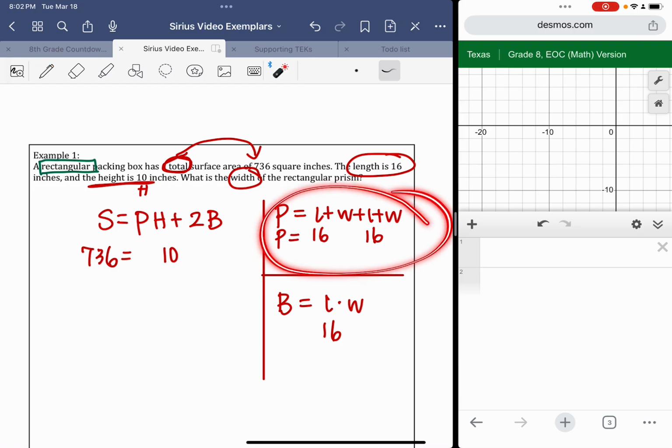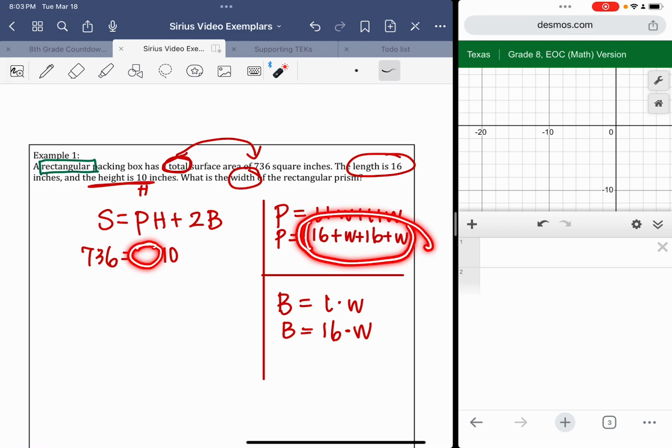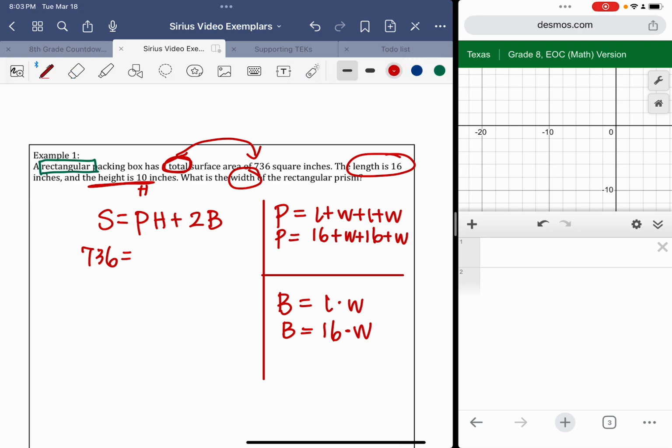Perimeter, finish the right side first. Perimeter equals what? 16 plus width plus 16 plus width, because I don't have the width. Area of the base equals what? 16 times width. So in this case, bringing them back in, the p should be represented by this whole expression. So this should be right here. So let me erase this 10 first. And let me rewrite it. Perimeter is this 16 plus width plus 16 plus width. Remember, they should be all together, so I'm putting in parentheses.